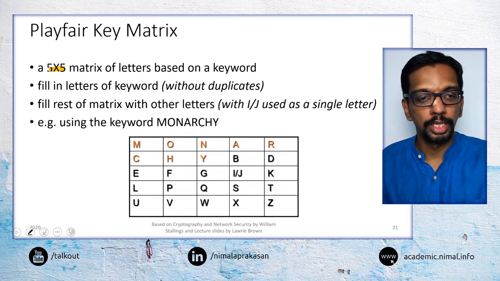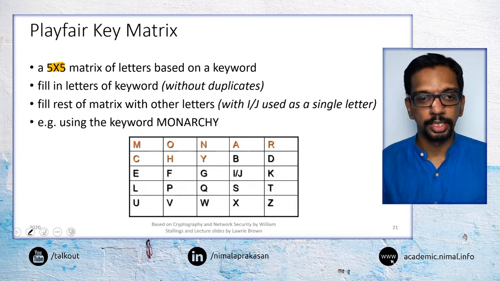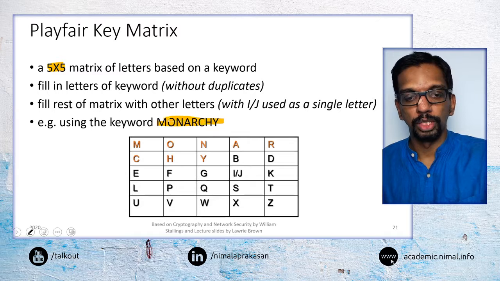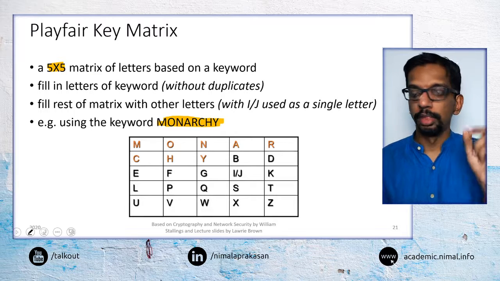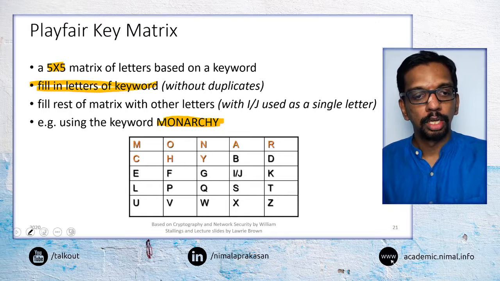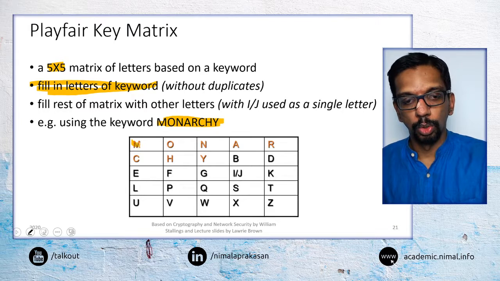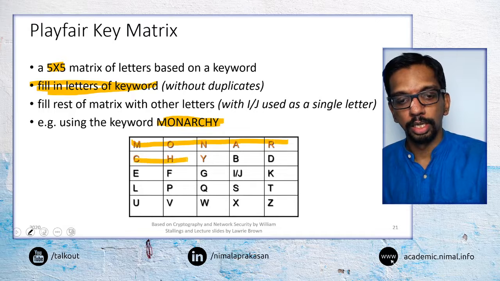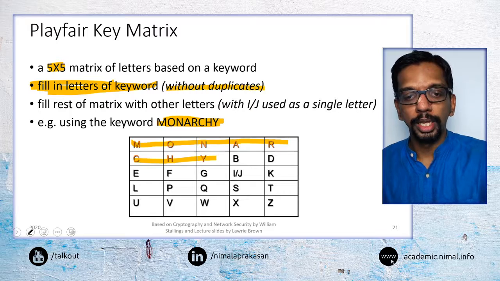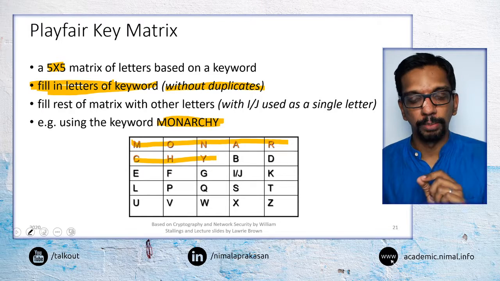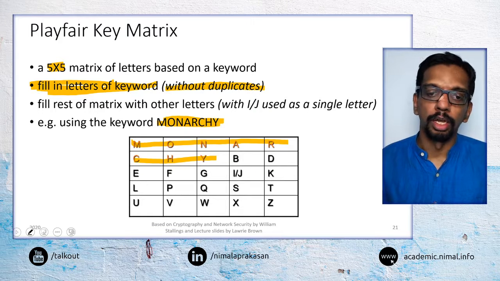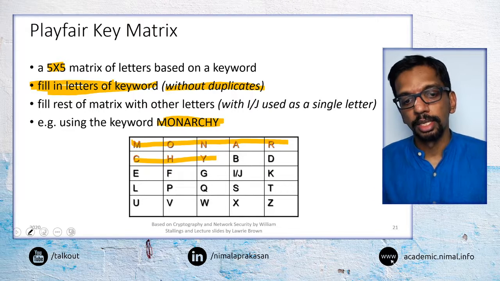We would use a matrix. Here we are using a 5x5 matrix, and then we would choose a keyword. In this example we are using monarchy as the keyword. Then we would fill that keyword into the matrix, but the key thing to remember is that if there are any duplicate letters in the word, we would skip them. So we would not repeat letters, we would only use the non-duplicate letters at the beginning of the matrix.